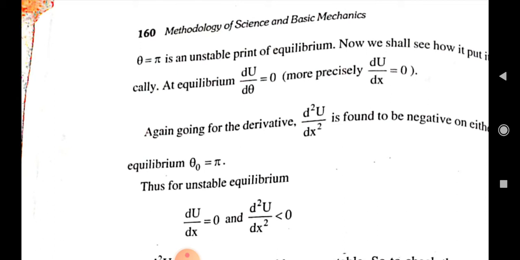Thus for unstable equilibrium, instead of theta, the derivative we take as x. In the previous case we took du by dx equal to 0 and d square u by dx square positive, that is, greater than 0. In this case, we have unstable equilibrium, which means du by dx is equal to 0, but d square u by dx square is negative, that is, the curvature decreases. That is, d square u by dx square is less than 0.